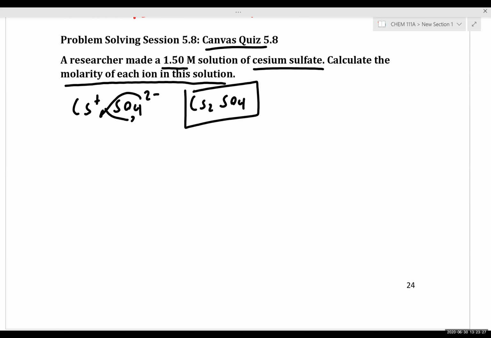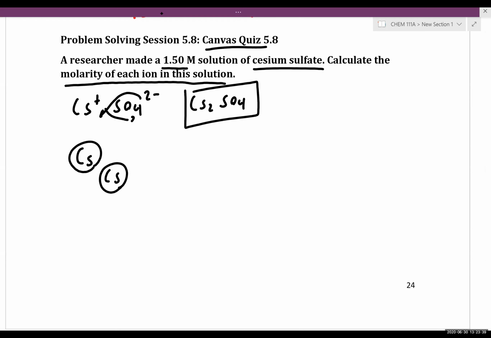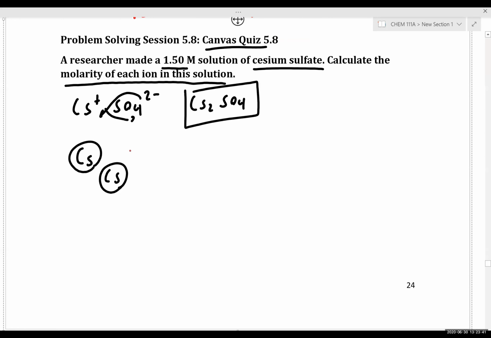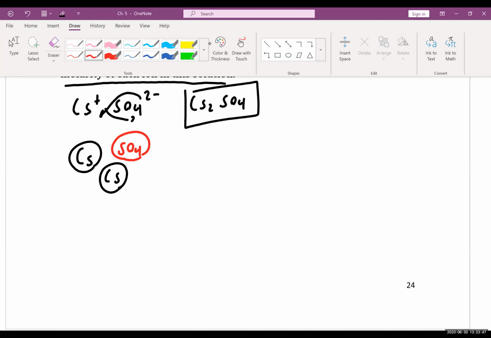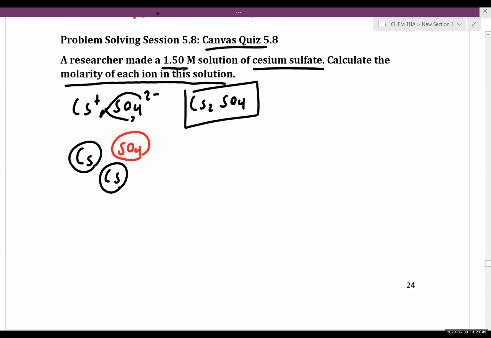Okay, so looking at Canvas and in the chat, we have a reasonable pool of responses. So let's now discuss this question. So just drawing a picture of cesium sulfate. I know it may seem a little bit silly to draw a picture, but I find it's easier to count things rather than just have to stare at the formula.